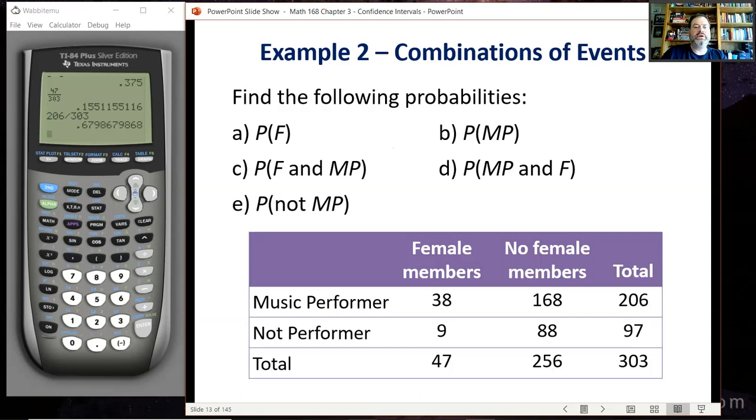Next one, probability of being female and a music performer. So and here does not mean add, okay? And means both. So how many people in the Rock and Roll Hall of Fame are females and at the same time music performers? Well, here's all the females. Here's all the music performers. So it's just this 38, right? So it's going to be 38 divided by 303.